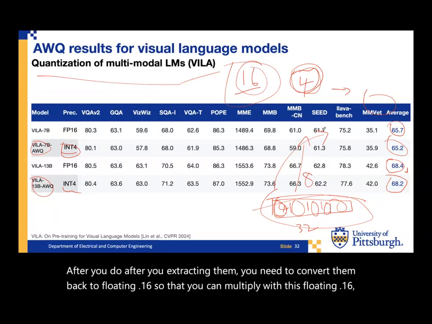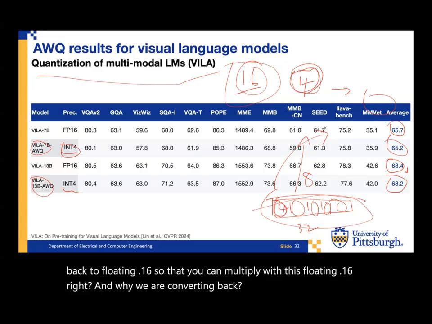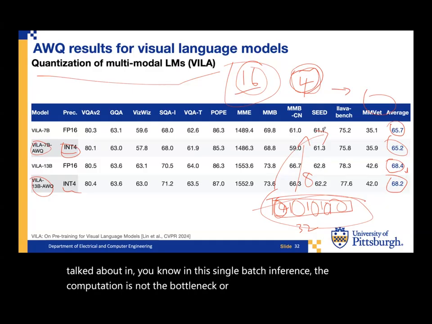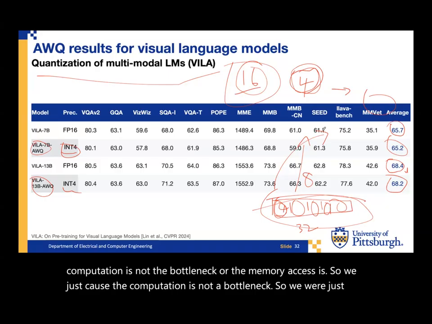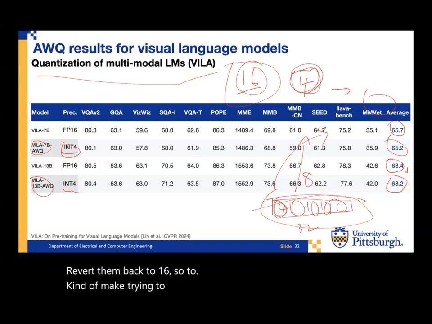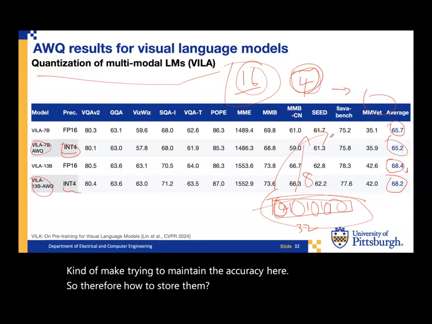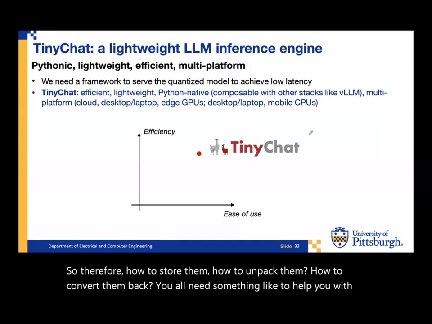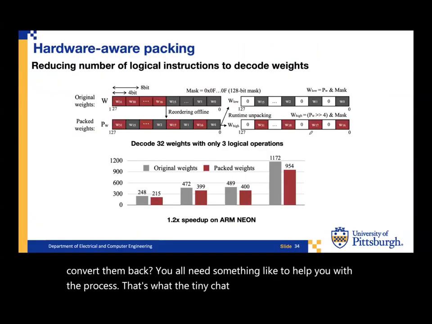And why are we converting back? Because remember, we talked about in this single batch inference, the computation is not the bottleneck, the memory access is. Because the computation is not a bottleneck, we will just revert them back to 16, to try to maintain the accuracy here. So how to store them, how to unpack them, how to convert them back, you need something to help you with the process. That's what TinyChat is doing. So let me show you what that is.